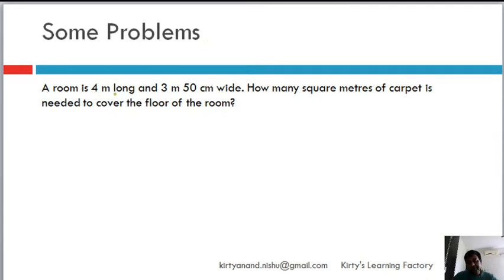A room is 4 meter long, so length of the room is 4 meter and it is 3.50 centimeter wide. Now only length and width are given. So just assume that the room is rectangular in shape. Most of the rooms are rectangular in shape. In your house also you must have seen, unless you live in a really fancy house and then half the room is curved and all. But broadly it will be rectangular in shape.